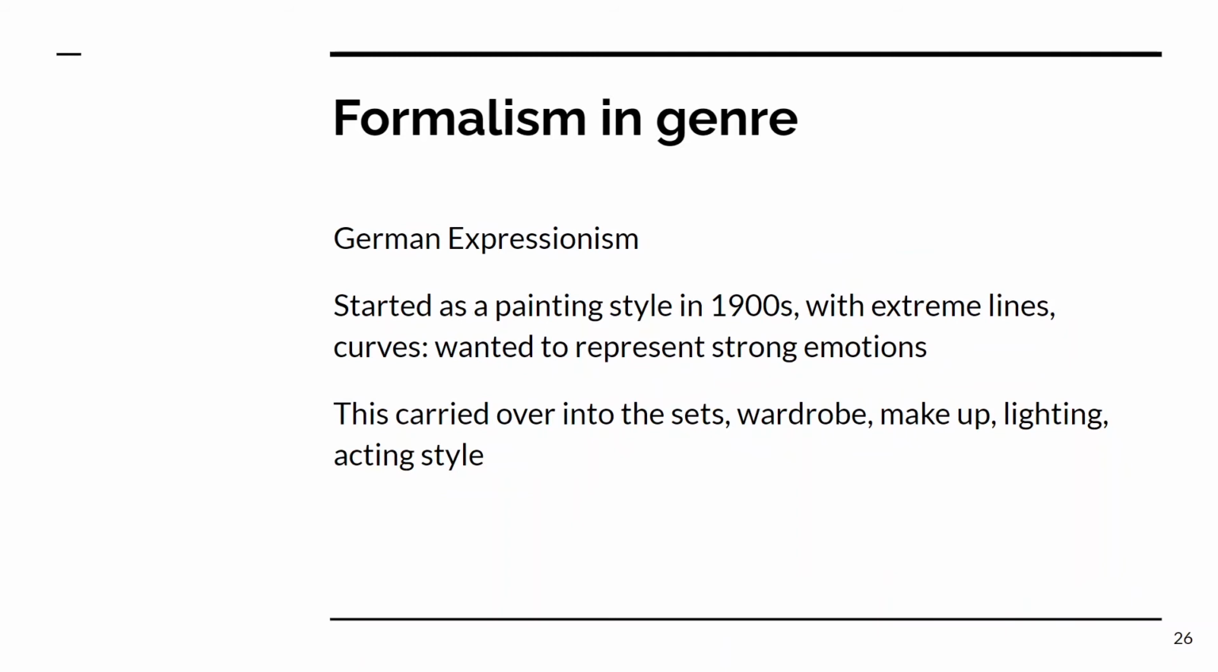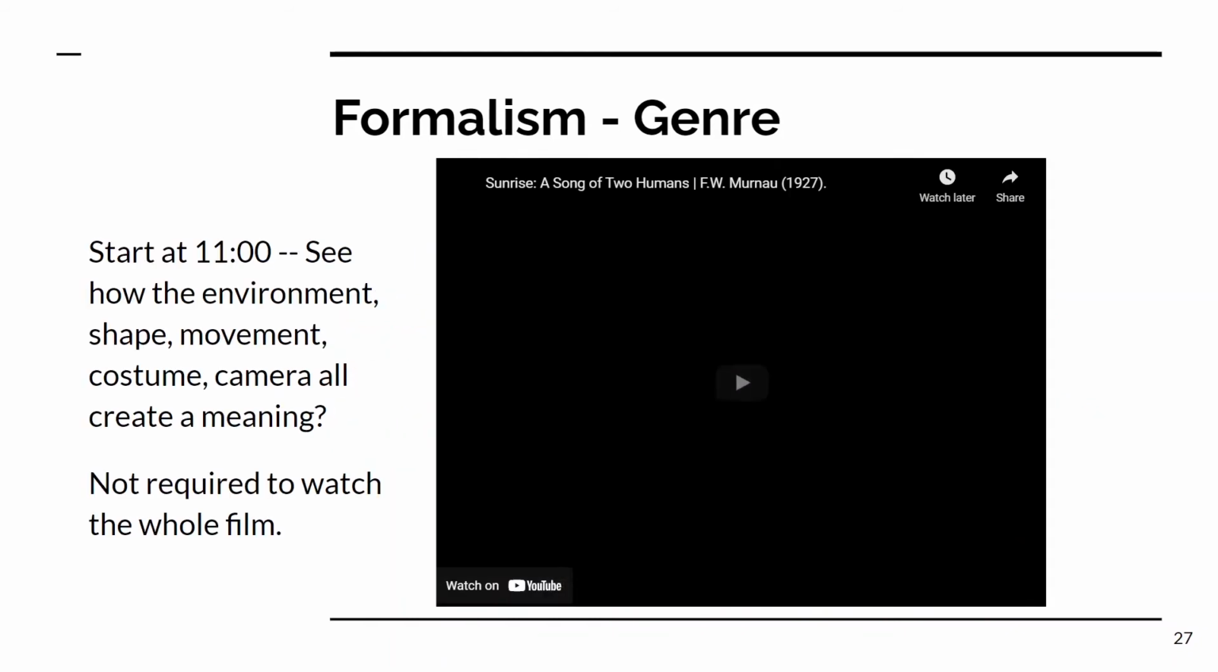Just really briefly, formalism, you can see it in different genres. I think one great example is German Expressionism. We've talked a little bit about it before and how it's influenced things like horror films today. And this is where everything is really manipulated. It's not striving for realism in any way. It's striving for the forms and things, even like the sets, the wardrobe, the makeup, the lighting, the acting style, are all embellished in such a way as to create these extremes in formalism.